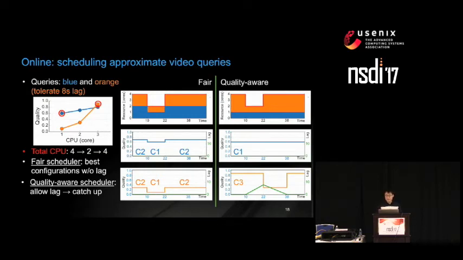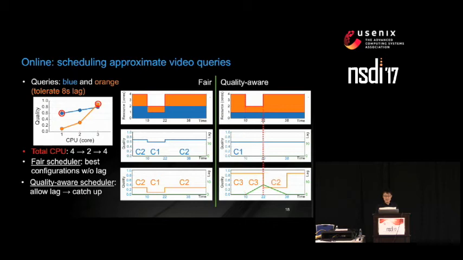When the allocated resource is down to 1 unit at time 10, the scheduler chooses not to change the configuration of the orange query, and the quality keeps unchanged at 0.9. Because at this time, the demand of the orange query is 3 cores, but only allocated with 1 core, so the lag will gradually grow up to 8 seconds, as shown by the green line at the bottom graph.